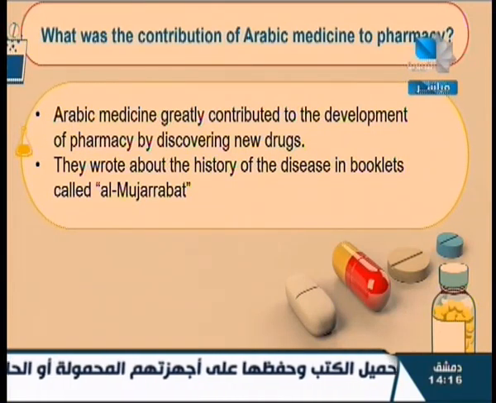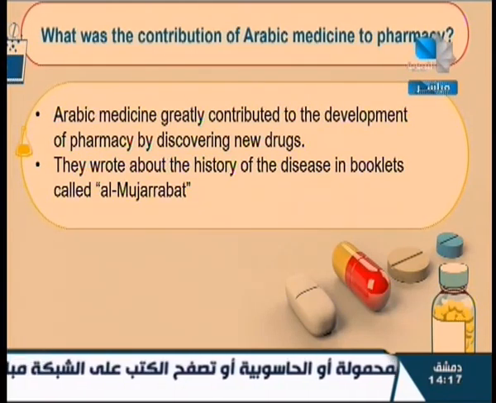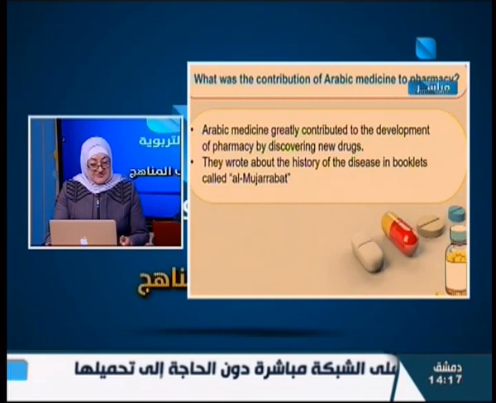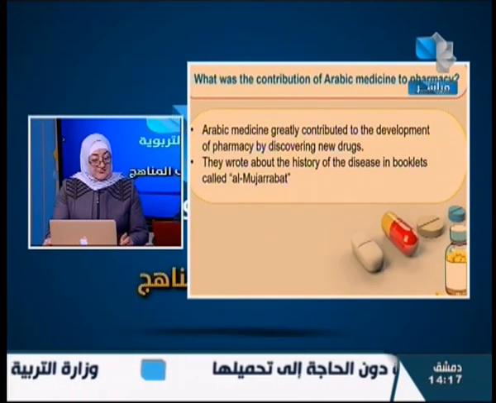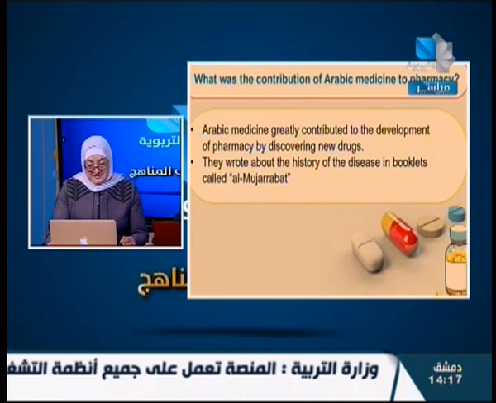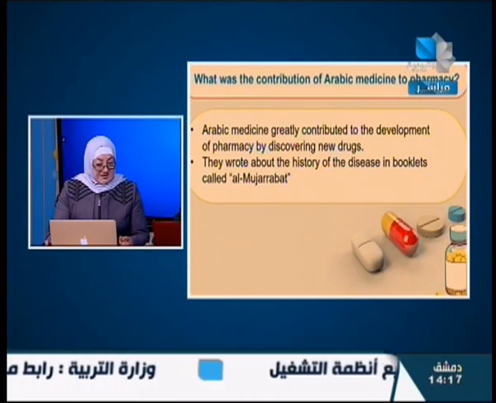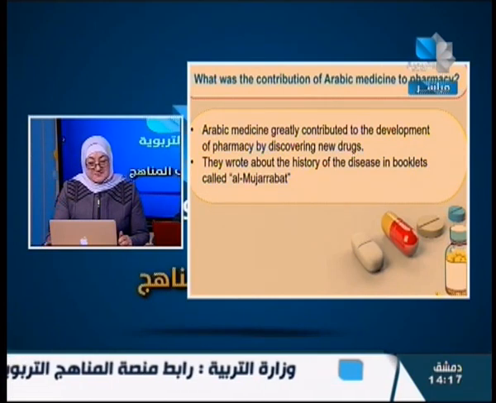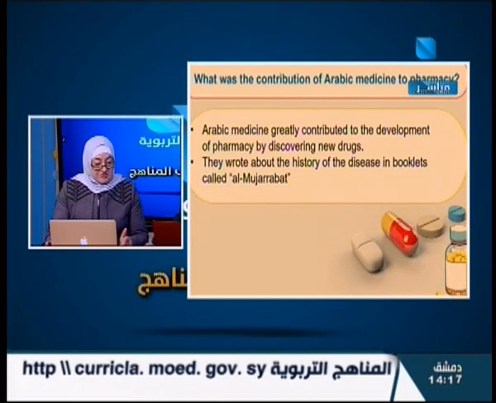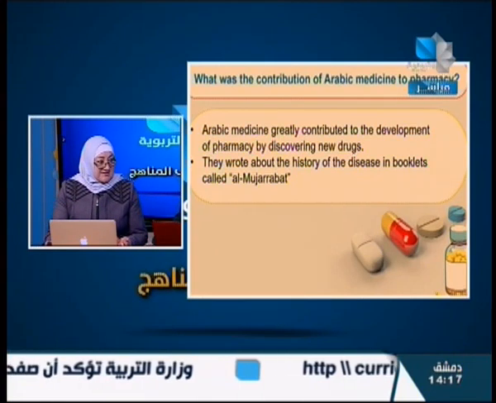By the way, the Arabs were the first who developed medicine, like Avicenna, Ibn Sina in Arabic, of course. Arabic medicine greatly contributed to the development of pharmacy by discovering new drugs, I mean medicines, like this in the picture, tablets or something like this. The Arab doctors and scientists wrote their works in a book called Al-Mujarrabat. They wrote about the history of the disease in a booklet called Al-Mujarrabat. It is about their experiences, of course.